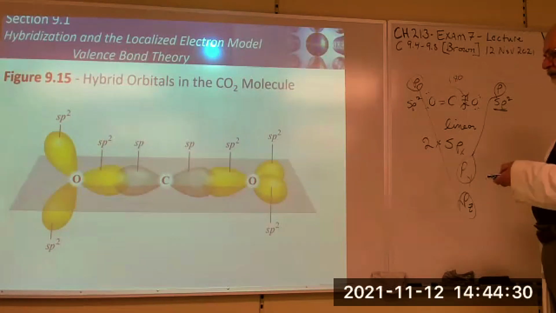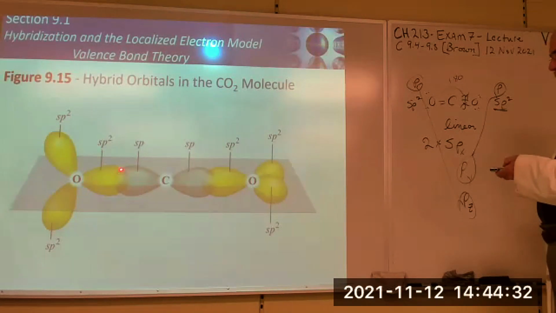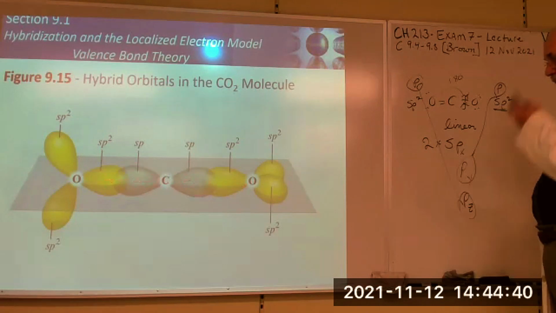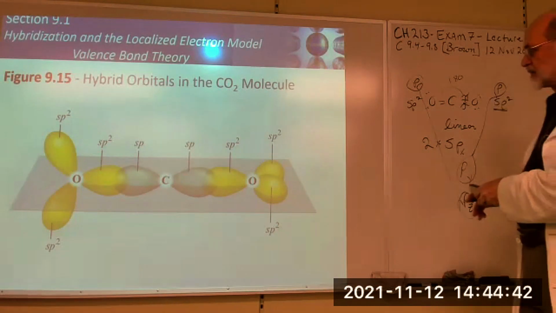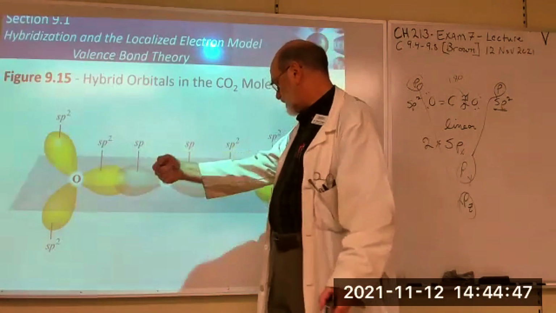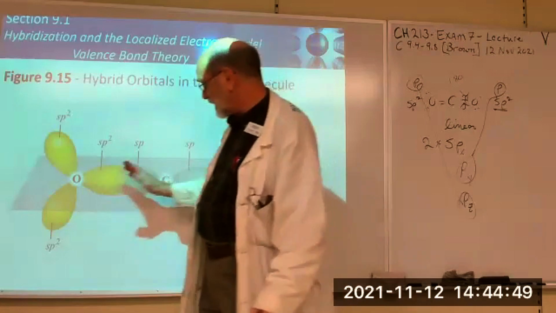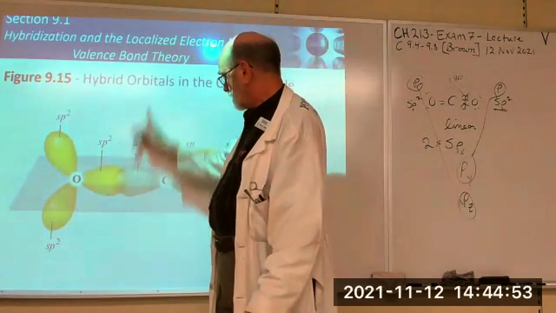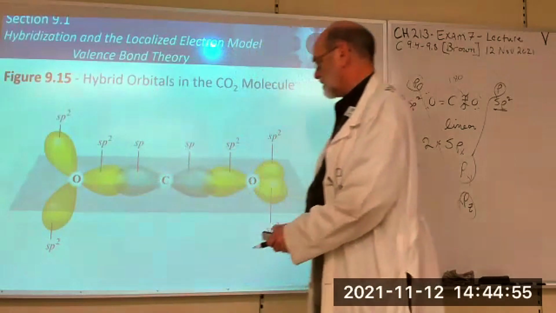I guess this is showing the sigma overlap first here. The sp2 hybridized oxygen overlaps with the sp on the carbon. These are just the sigma bonds. This is a better representation because this one is turned like that to overlap with the unused p that's sticking out this way. This one is like that, so it can overlap with the unused p that's going this direction.